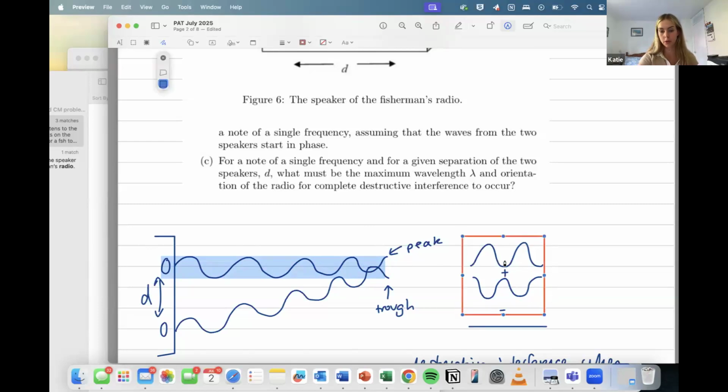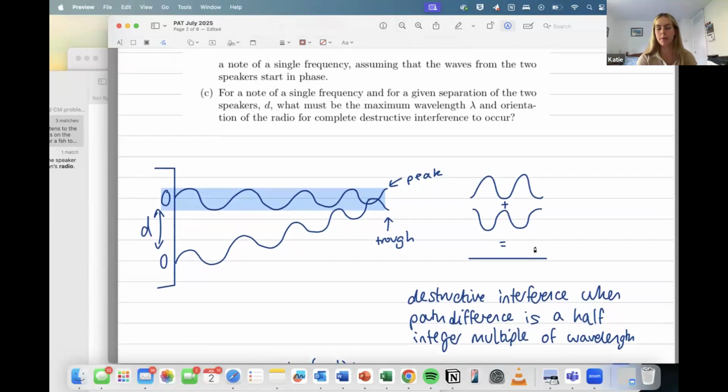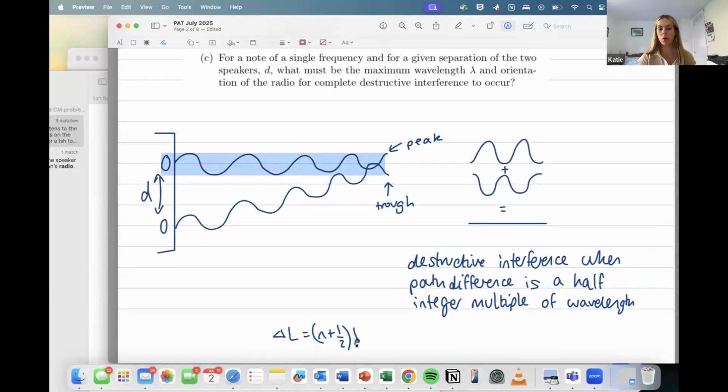So you have the wave from the top speaker and the wave from the bottom speaker, and they are exactly in antiphase. So when you add them up, you just get a resultant wave that's nothing, that's destructive interference. And when it is completely nothing, that's what we call complete destructive interference. So that happens when the path difference is a half integer multiple of the wavelength, i.e. one of the waves has traveled half a wavelength more. Or it could be 1.5 wavelengths more, or anything like that. Anything which is going to get this overlapping peak and trough at this point we're measuring.